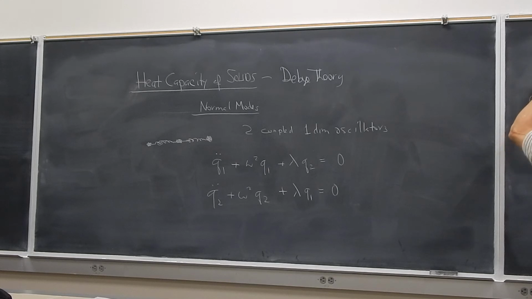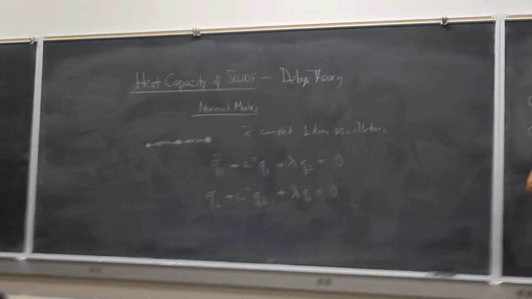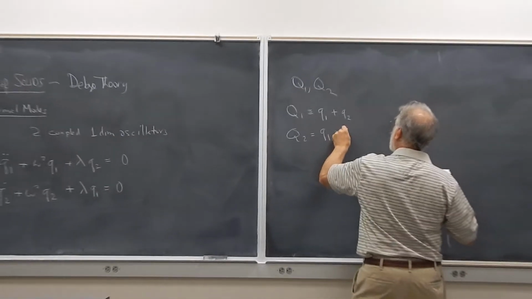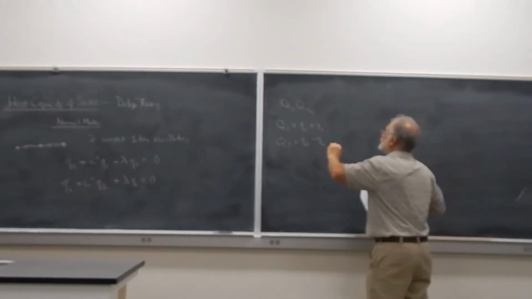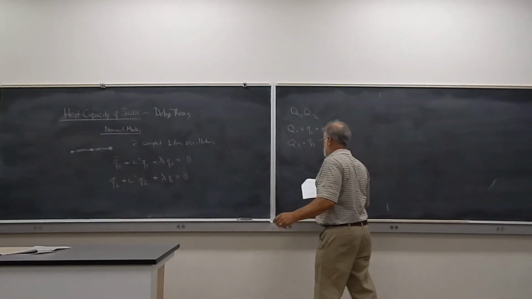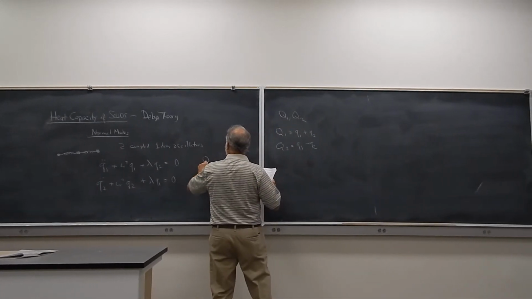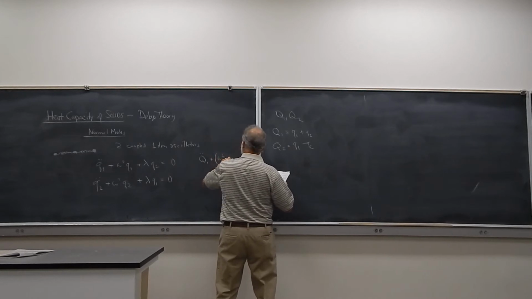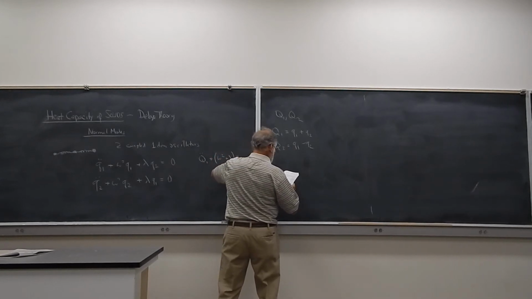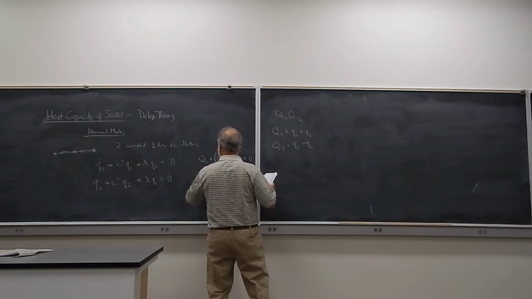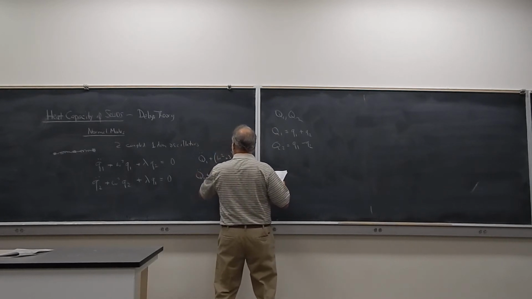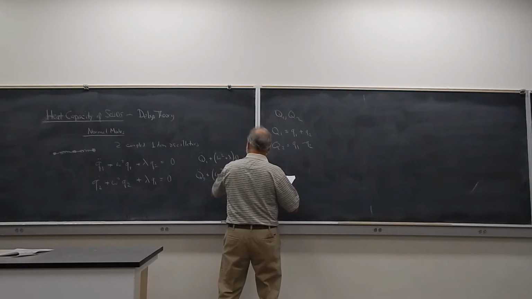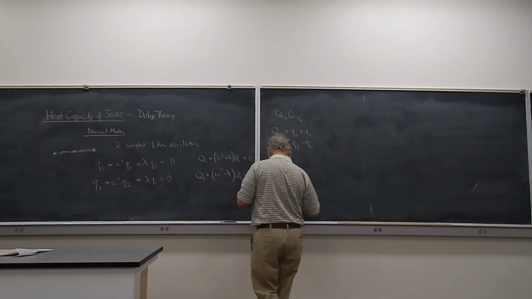What I do is I define capital Q1 as little q1 plus little q2. I define capital Q2 as little q1 minus little q2. And I can substitute this into my differential equations. And what I'll get is Q1 double dot plus the quantity omega squared plus lambda times Q1 equals 0. I'll get Q2 double dot plus the quantity omega squared minus lambda times Q2 equals 0.